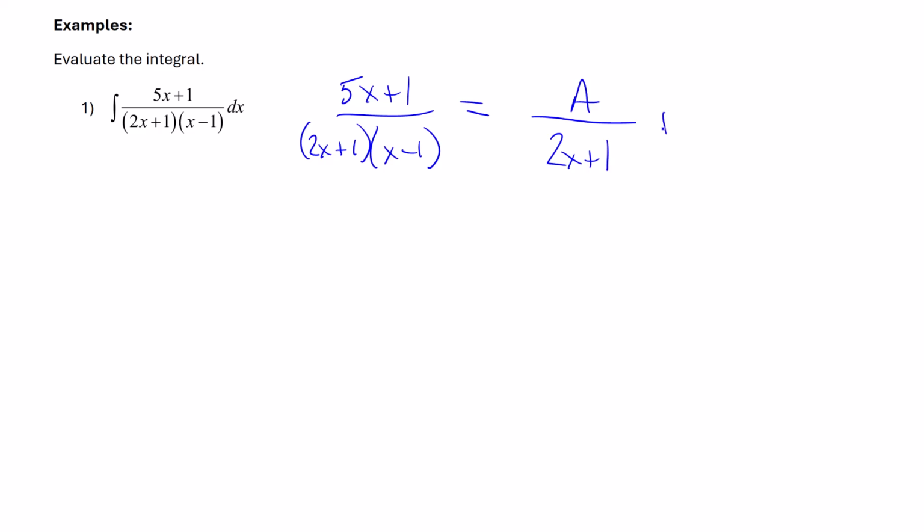But then for the second factor of the denominator, we need a second fraction, and then we'll put that one as B over x minus 1.